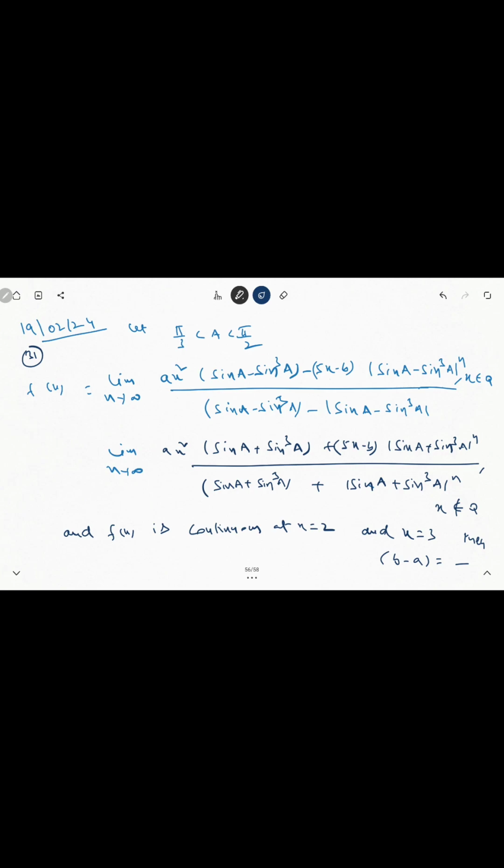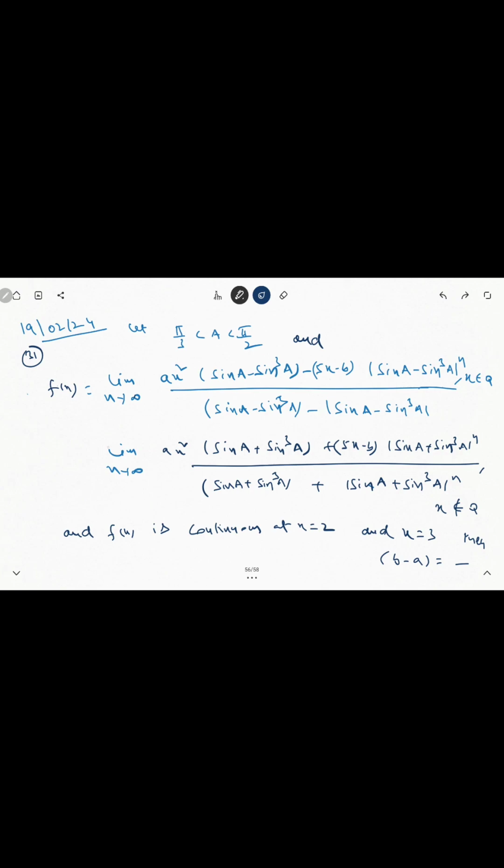Let pi by 3 be less than capital A, which is less than pi by 2. So angle A lies between pi by 3 and pi by 2. Also the function f of x is defined like this: limit n tends to infinity of ax square times sin a minus sin cube a, minus 5x minus b times modulus of sin a minus sin cube a to the power n, for x belonging to Q, the rational numbers. The denominator is sin a minus sin cube a minus modulus of sin a minus sin cube a.